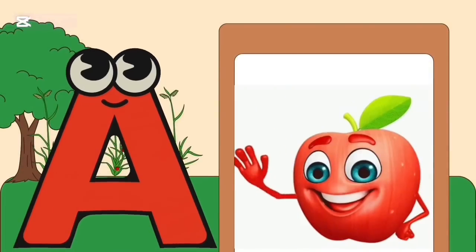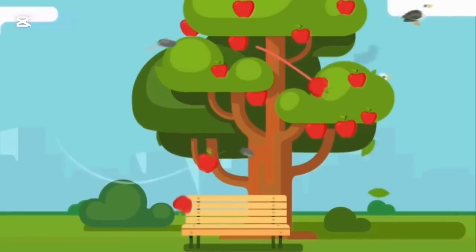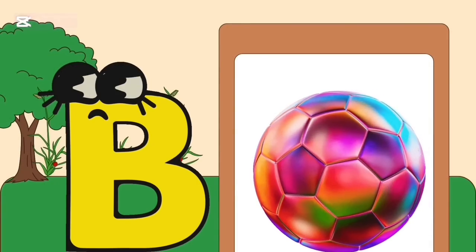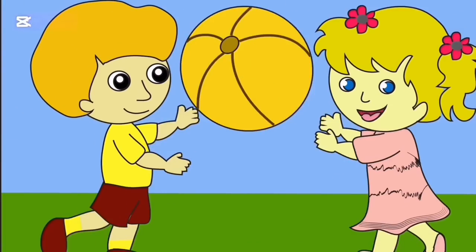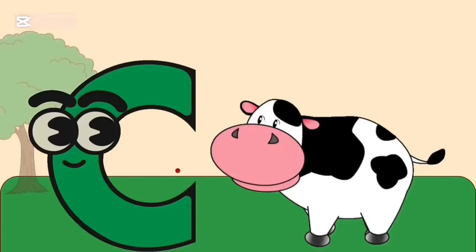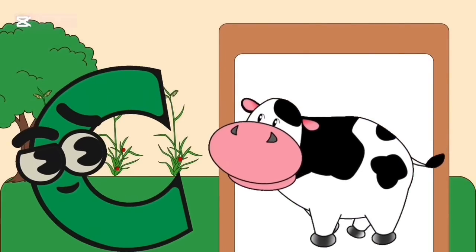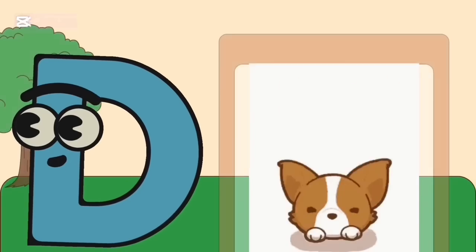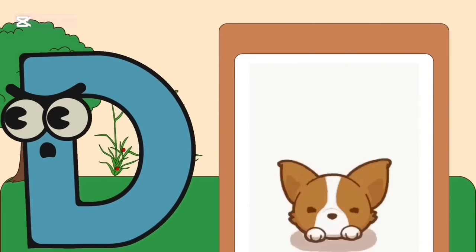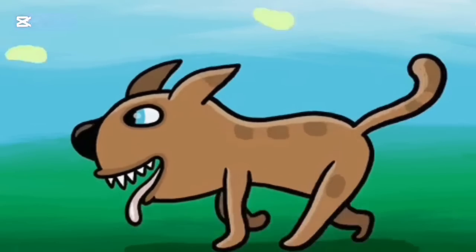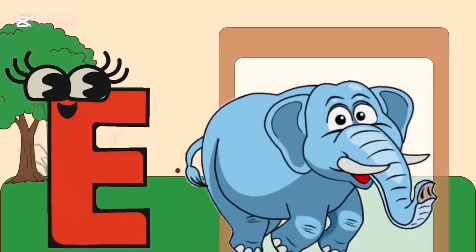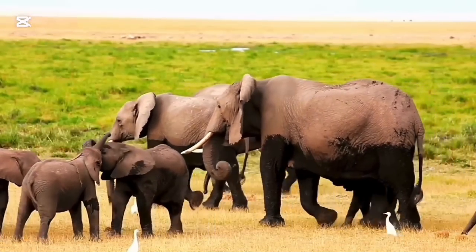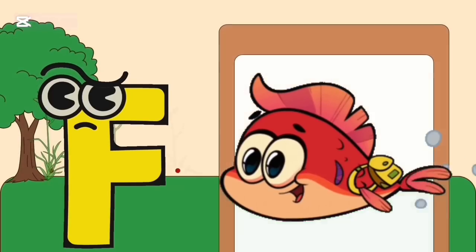A is for apple. Apple. B is for ball. Ball. C is for cow. Cow. D is for dog. Dog. E is for elephant. Elephant. F is for fish.